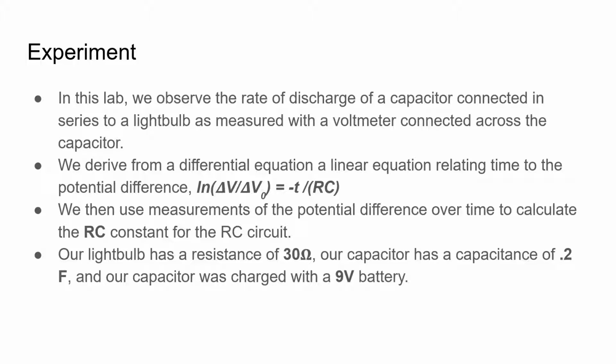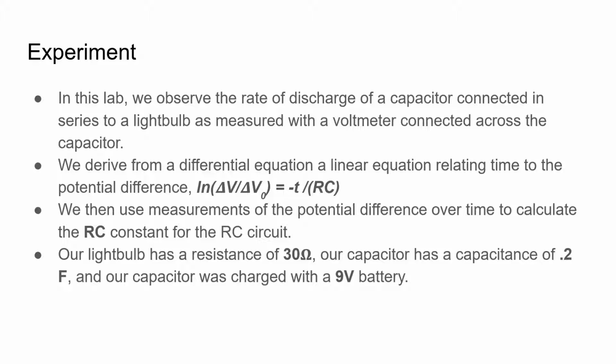In this lab, we observe the rate of discharge of a capacitor connected in series to a light bulb, as measured by a voltmeter connected across the capacitor. We derive from a differential equation a linear equation relating time to the potential difference, which is the natural log of delta V over delta V naught equals negative t over RC. We then use measurements of the potential difference over time to calculate the RC constant for the RC circuit.